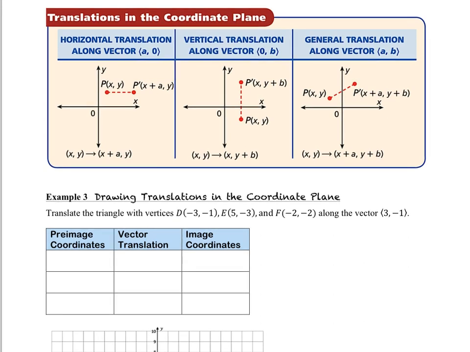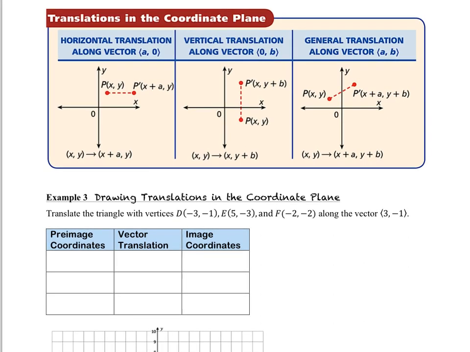We see in our box, translations in the coordinate plane, that when we translate in the horizontal direction, we can look at it as if it is being translated along a specific vector, giving us A units that we either go to the right if A is positive or to the left if A is negative. So if we start out at point P, x comma y, and then we add some number A to the x coordinate, then we move that point to P prime, where the y coordinate is the same, but the x coordinate is now x plus A. So here's our mapping rule for when we're translating in the horizontal direction.